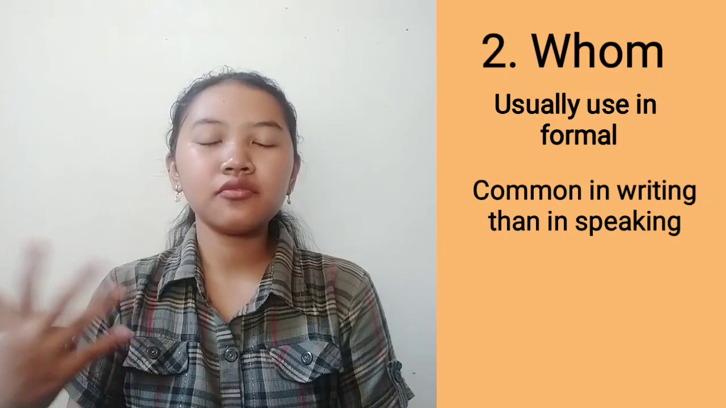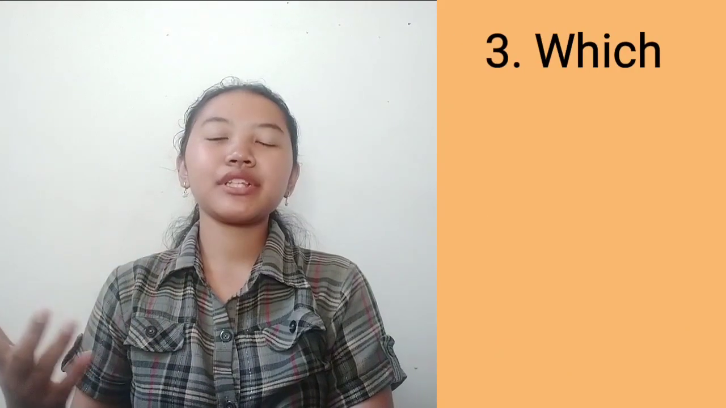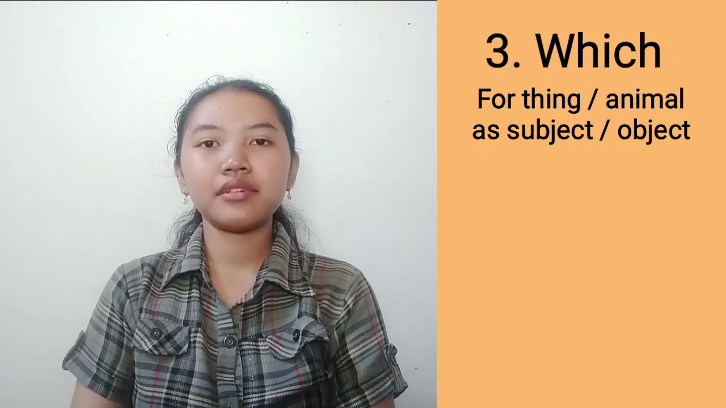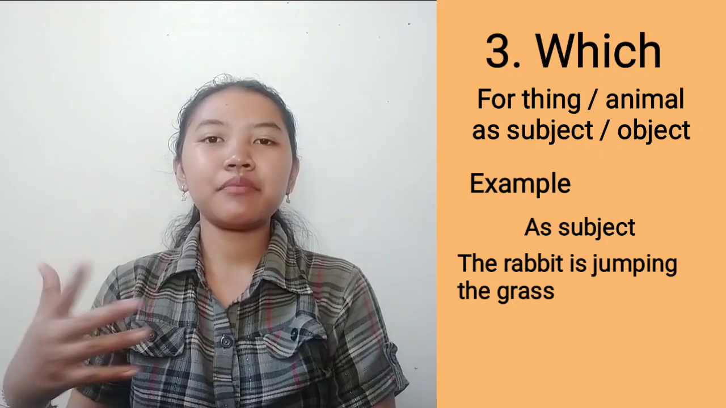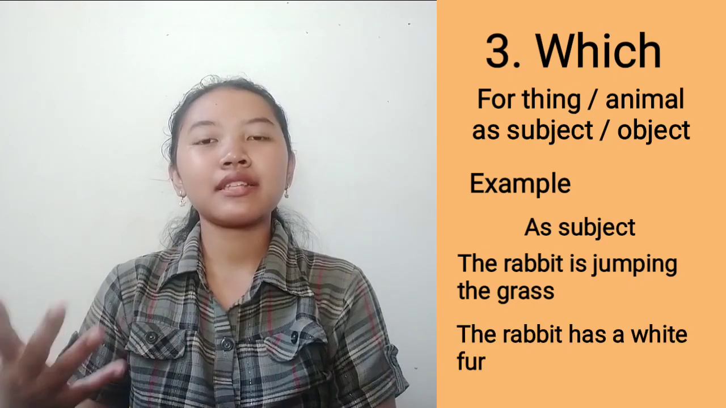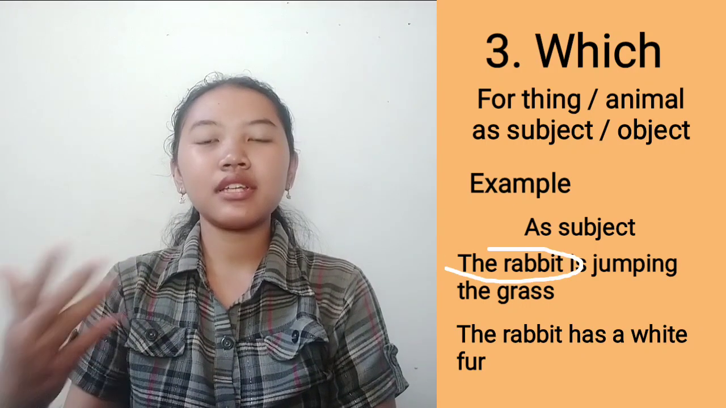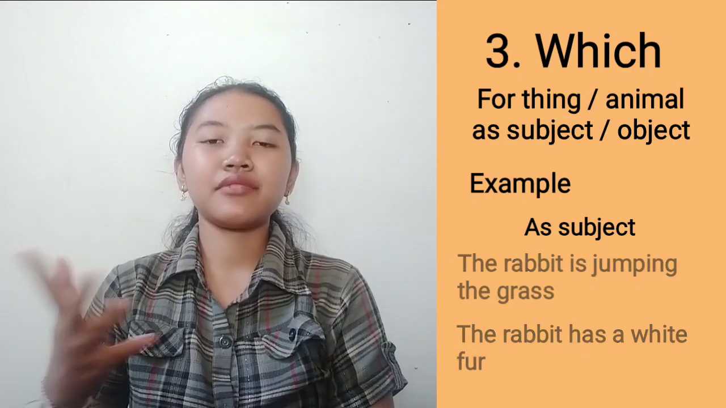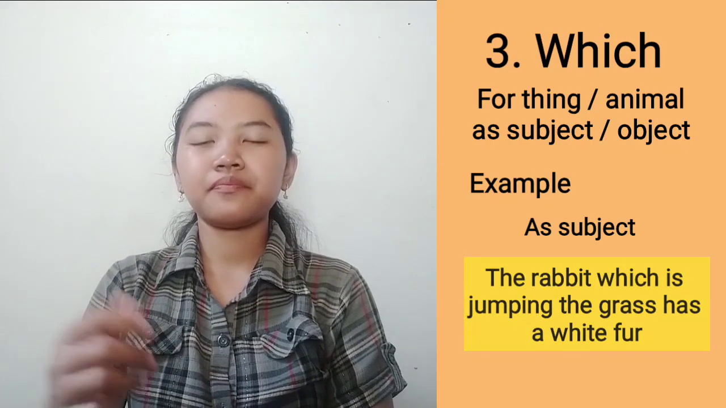So, in informal, we still use who for person as object. The third is which. Which is used for thing or animal as object or subject. For example, as subject: the rabbit is jumping the grass. The rabbit has a white fur. In these sentences, the noun is an animal as subject. So the sentence will be, the rabbit which is jumping the grass has a white fur.